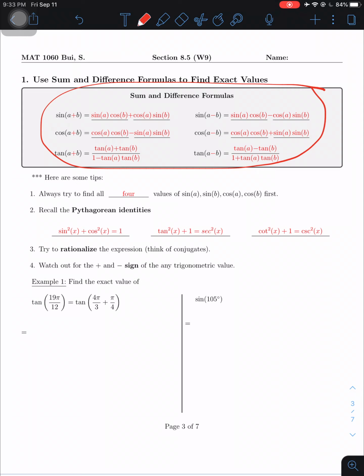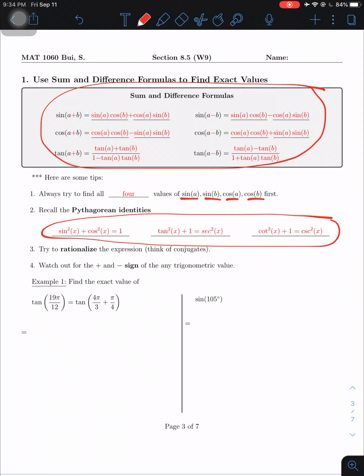And before we jump into the next example, here are some of my personal tips again. So always try to find all 4 values: sine A, sine B, cosine A, cosine B. Okay, always go with sine and cosine of the 2 angles that you have in there. Okay, you will see why in a second, and it will make sense when it comes to your practice. And then also recall the 3 Pythagorean identities, because as you saw last time from 8.4, they are really useful, right? They help us a lot.